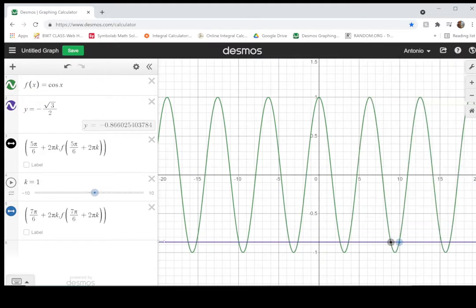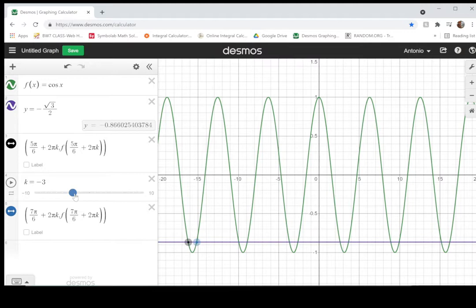When we let k be 1, we get the next solutions when we add 2 pi to 5 pi over 6. So that gives us 17 pi over 6. And then the 7 pi over 6, when we add 2 pi, we're at 19 pi over 6. And as we let k be 2, that gives us the next solution. In the negative direction, we get all those solutions there.